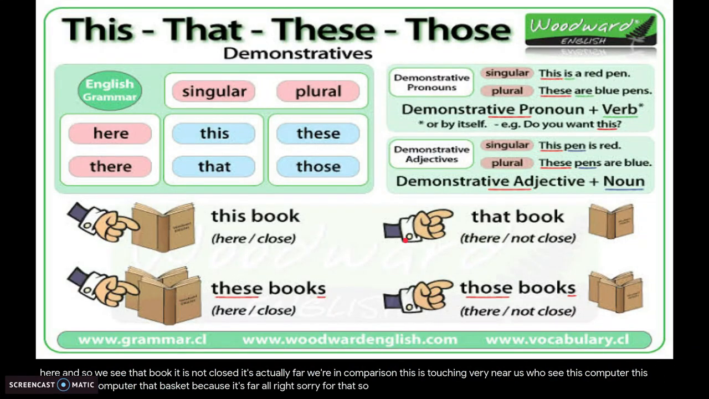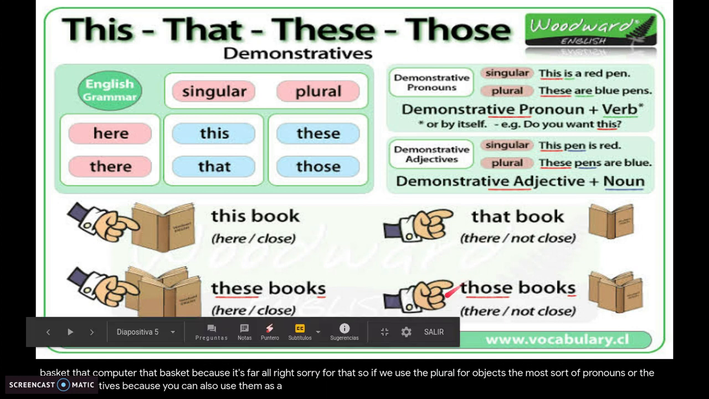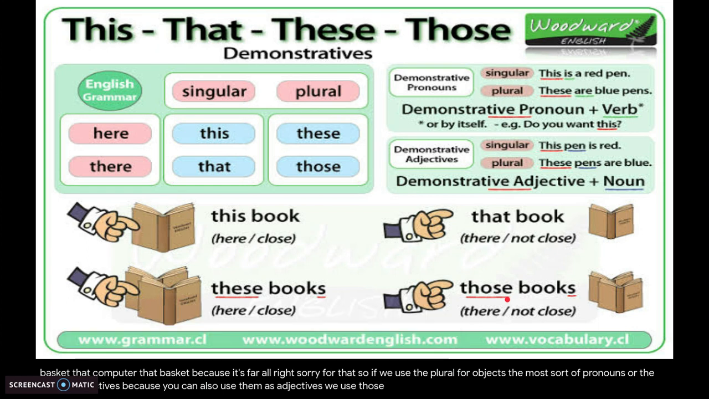So if we use the plural for objects, demonstrative pronouns or demonstrative adjectives, because you can also use them as adjectives, we use those. Those cars, those glasses, those erasers.